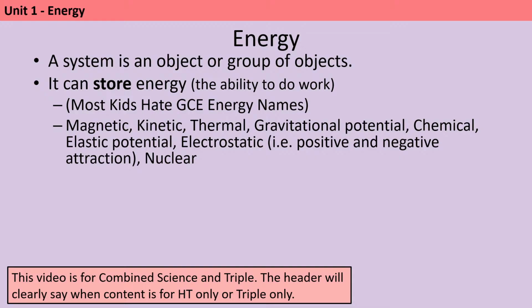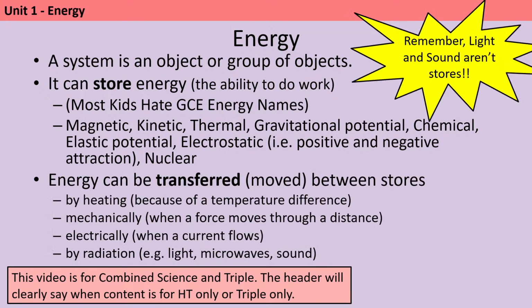It's possible for energy to be transferred between those 8 stores in 4 different ways. By heating, due to a temperature difference, mechanically by forces, electrically, and by radiation. You can't store energy as a light or a sound, but you may have energy being transferred through radiation, of which light and sound are types.